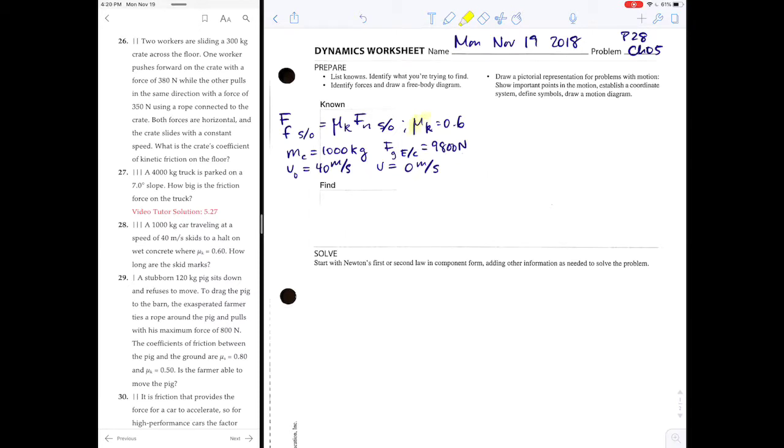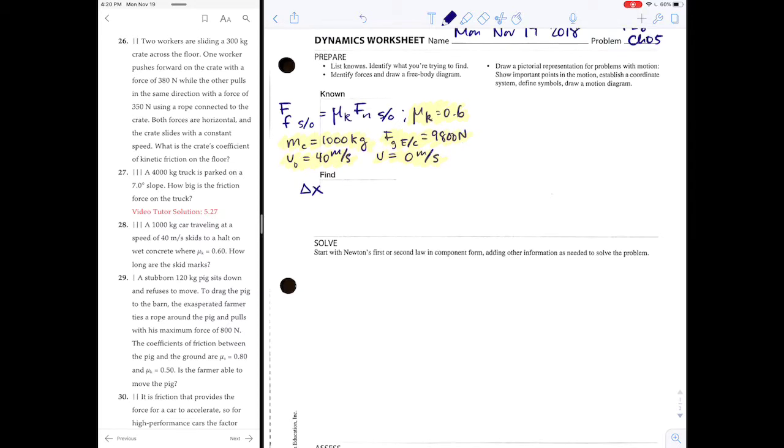Okay, so those are the things we know. Let's just highlight them so we don't forget. We know mu sub k. We know the mass of the car. Therefore, we know the weight of the car. We know the starting speed of the car. And then we know that it brakes to a halt. All right, so those are our givens. The question asks, how long are the skid marks? So you really want to know how far the car goes while it's stopping. That will be the skid mark length.